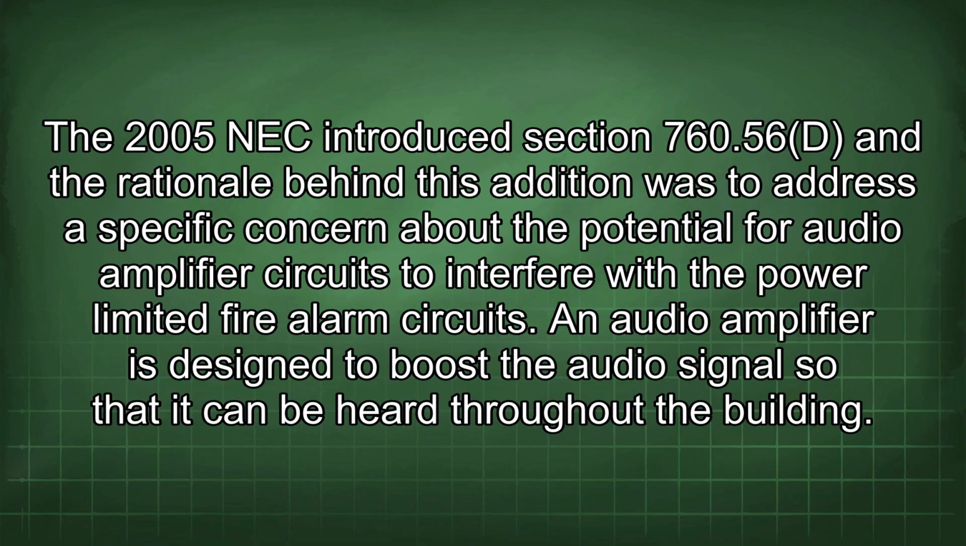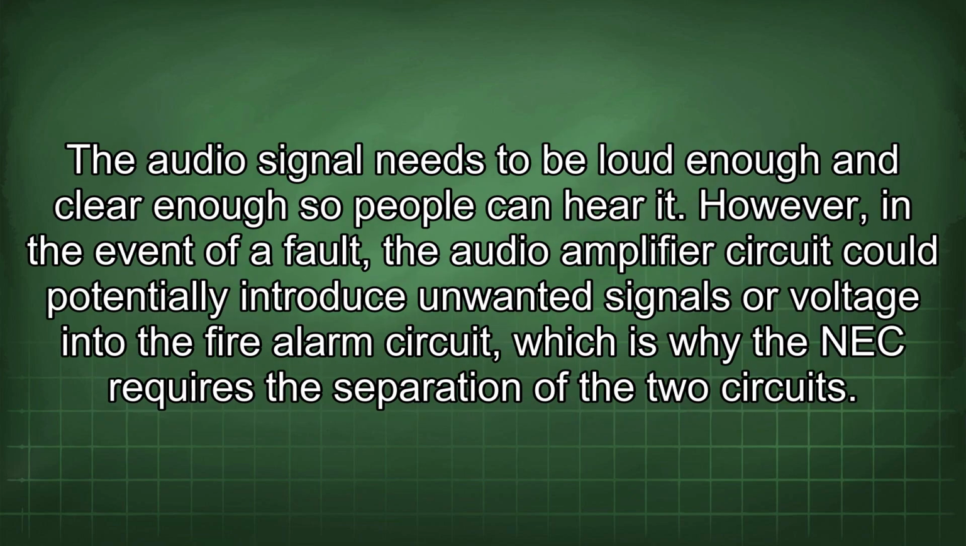The 2005 NEC introduced Section 760.56(D), and the rationale behind this addition was to address a specific concern about the potential for audio amplifier circuits to interfere with the power-limited fire alarm circuits. An audio amplifier is designed to boost the audio signal so that it can be heard throughout the building. The audio signal needs to be loud enough and clear enough so people can hear it. However, in the event of a fault, the audio amplifier circuit could potentially introduce unwanted signals or voltage into the fire alarm circuit, which is why the NEC requires the separation of the two circuits.